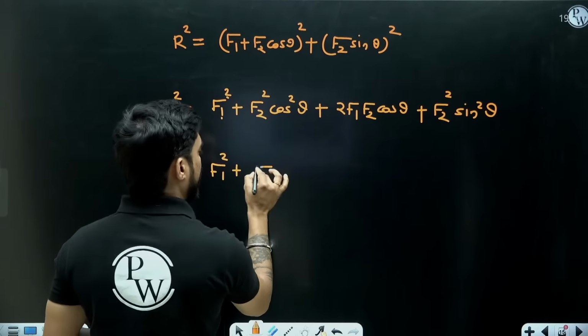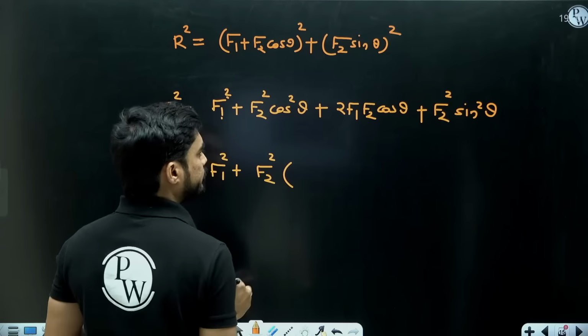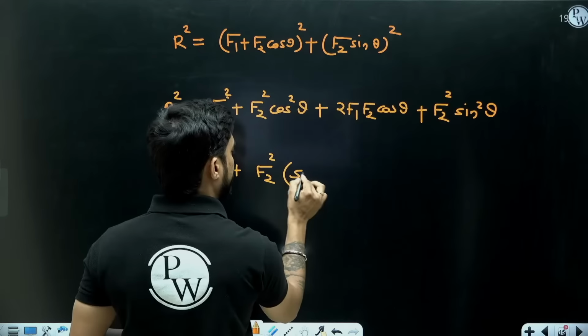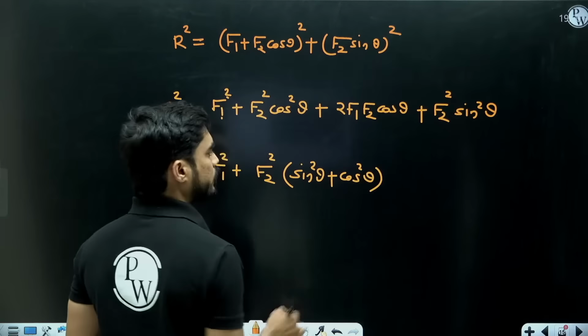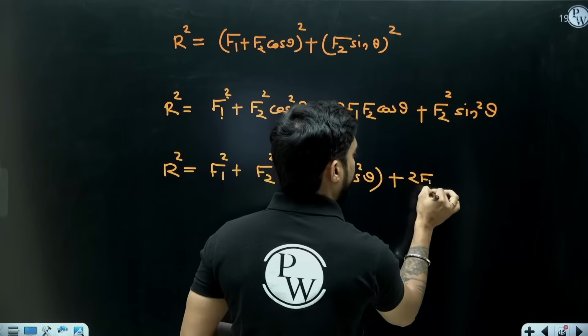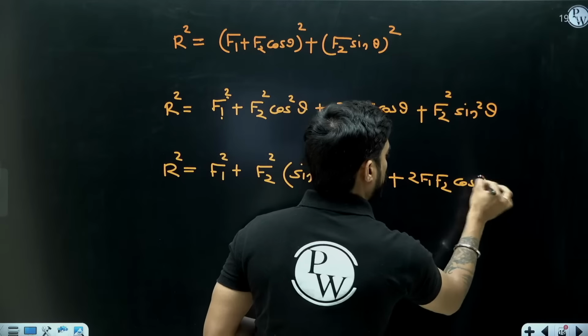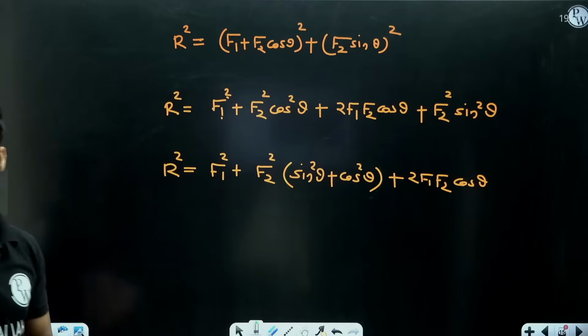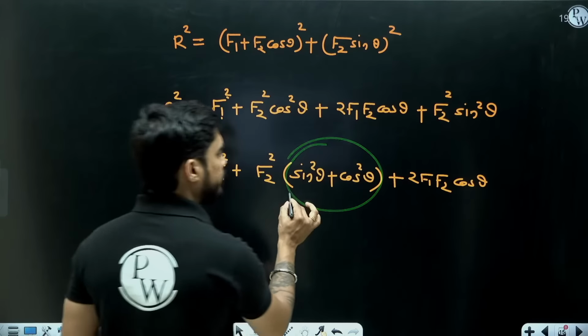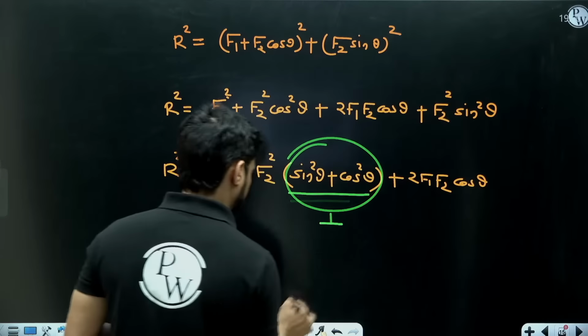Now if I take F2 square common, then I will write it like this: sine square theta plus cos square theta plus 2 F1 F2 cos theta. Now what is this sine square theta plus cos square theta? This is equal to 1. This quantity is equal to 1.